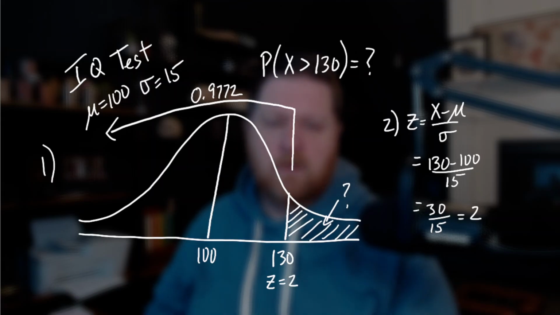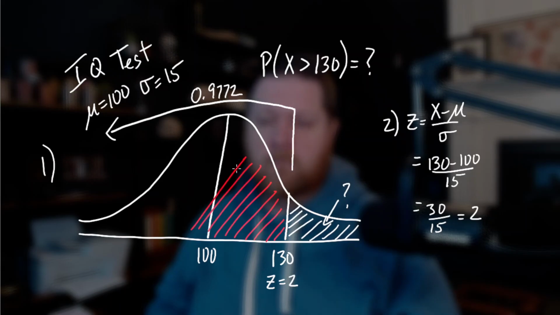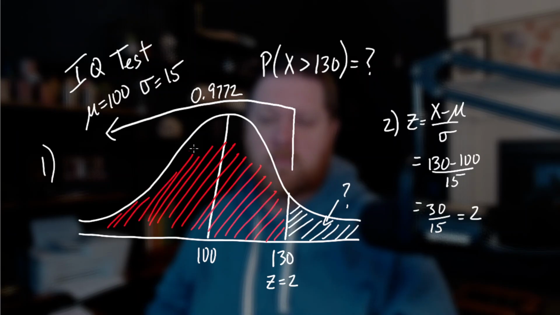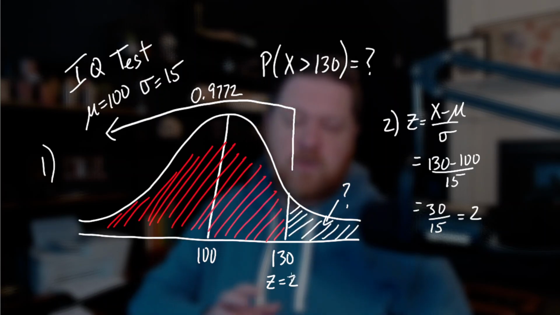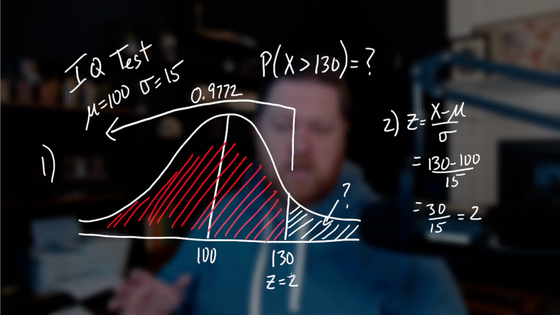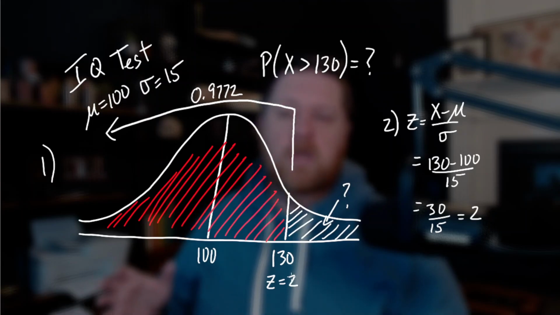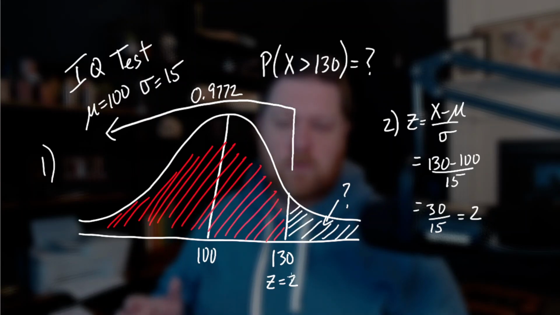Let's use red, because you can see red a little easier. So the 0.9772 is this area here. It's all the area to the left. Now, you don't have to do this when you're drawing your picture. Just drawing this kind of arrow up at the top is fine. But for what we're doing today, this is probably going to help understand. Okay? The area to the left of 130, the area to the left of a z-score of 2, is 0.9772.